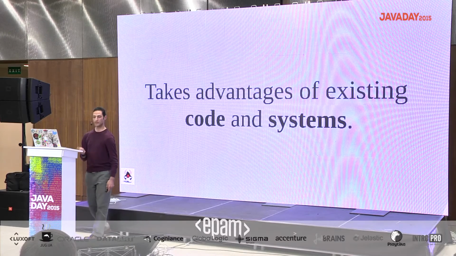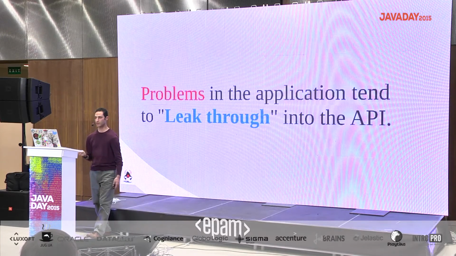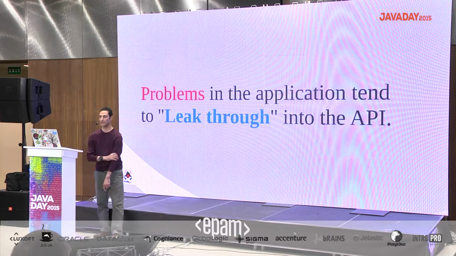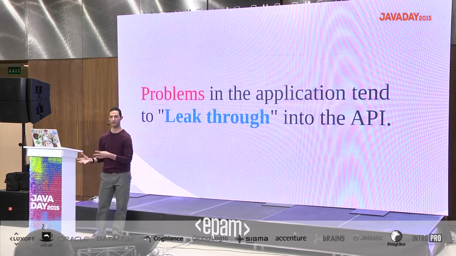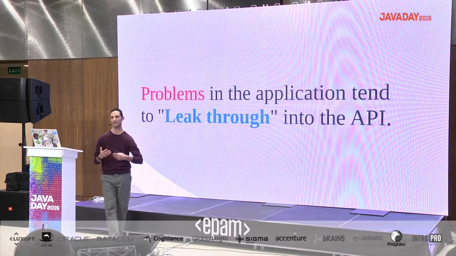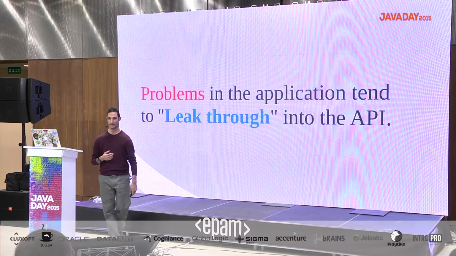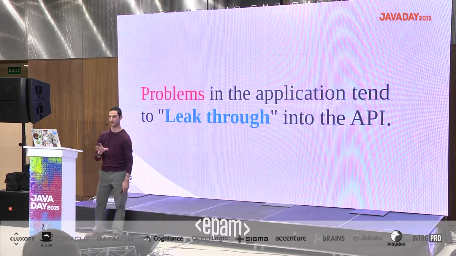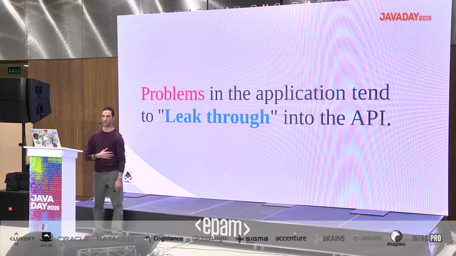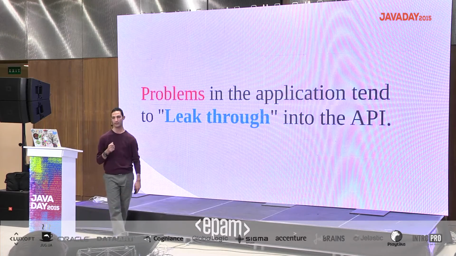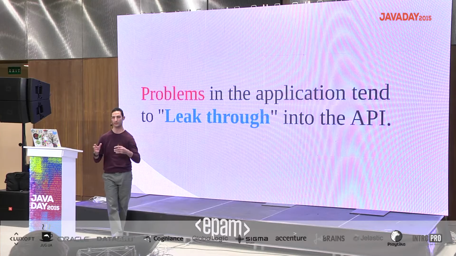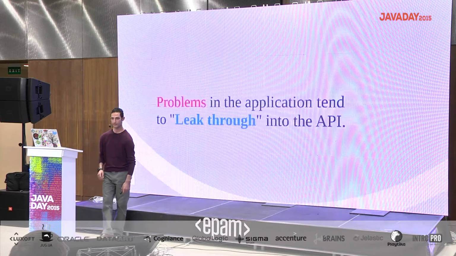It takes advantage of existing code and system. At the same time, the problem is the application tends to leak through into the API. If there is a problem in the design already, sometimes it appears in the design of the APIs. You have to make sure that your API is designed well. Don't let the problems in the system be exposed in your API.